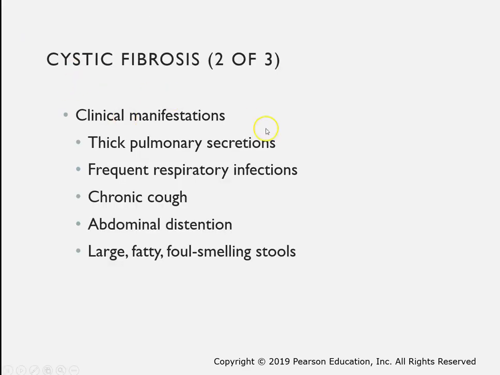Okay, so in terms of clinical manifestations, thick pulmonary secretions due to that thick mucus that forms because there is not enough water out there. You get frequent infections because of it, a chronic cough, also abdominal issues. We talked about the pancreatic ducts being also sort of blocked. And again, because of the effects on the pancreas, you also have effects on the GI system.